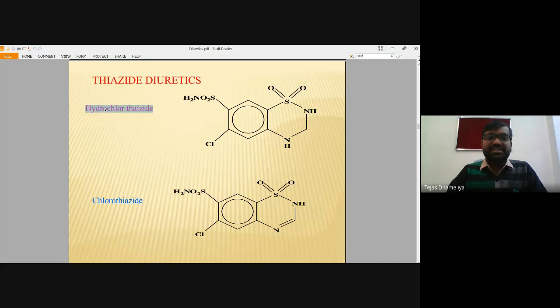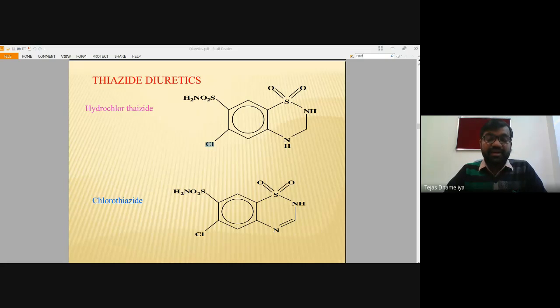Hydrochlorothiazide. So, as the name suggests, hydro. This is one nitrogen position over here, and this is the second position over here, which are having saturation. That's why it is termed as hydro. Okay, it is chlor because chlorine is one of the functional groups present in this substance.